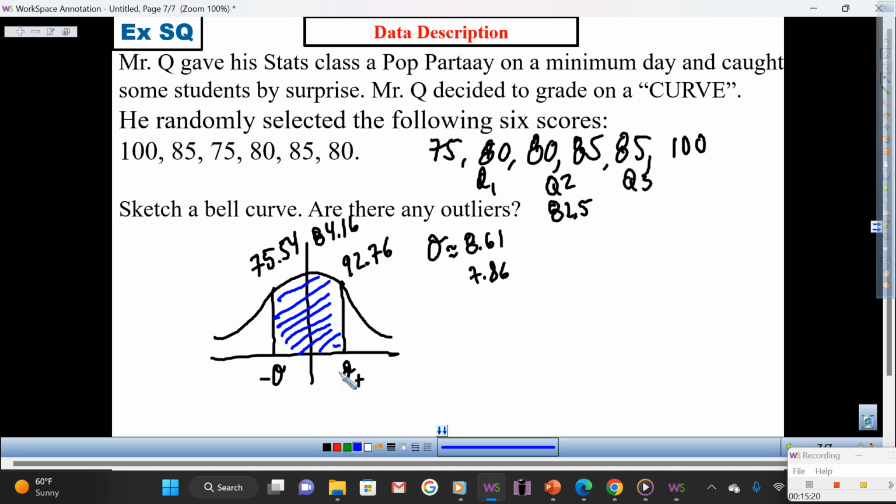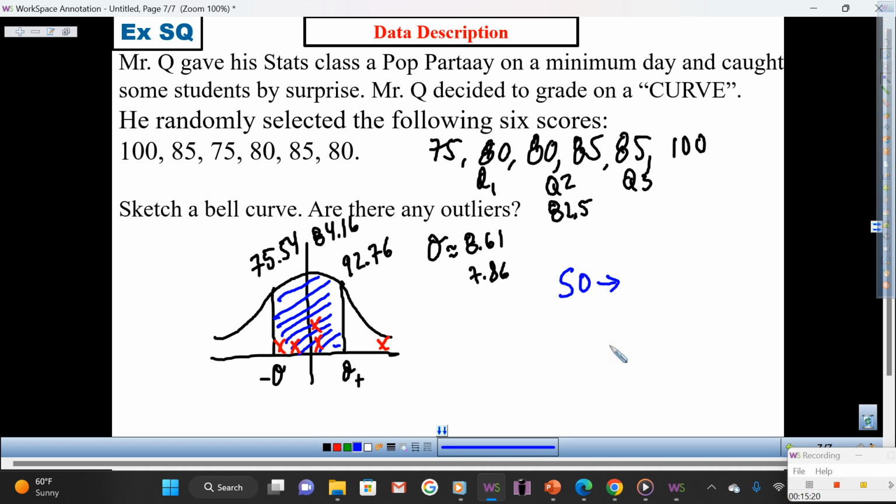All right. So let's see. Where are we at? 85 is about right here. Another 85. 80 is about over here. 75 riding that line. What else? And 100 over here. Okay. All right. So any outliers?